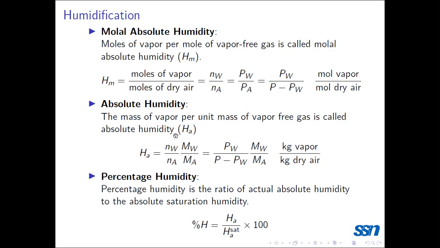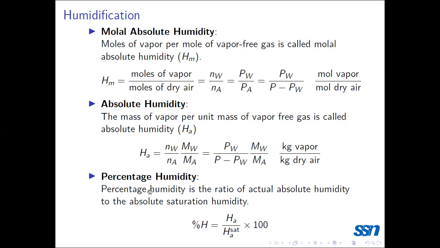And this is absolute humidity. You multiply this with the molecular weights, so moles are converted into weight. Moles into molecular weight is simply weight. M_W refers to the molecular weight of water and M_A refers to the molecular weight of air. The molecular weight of water is 18 and that of air is 29. So you can convert these into absolute humidity.